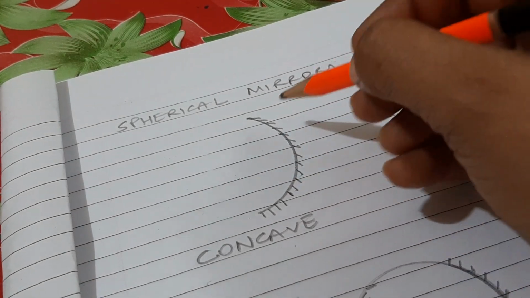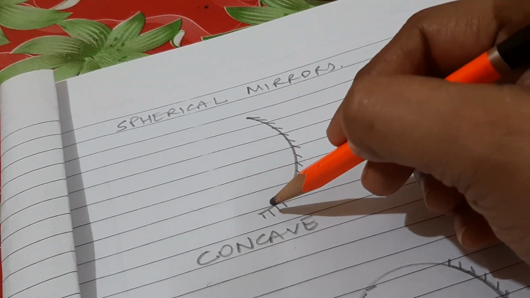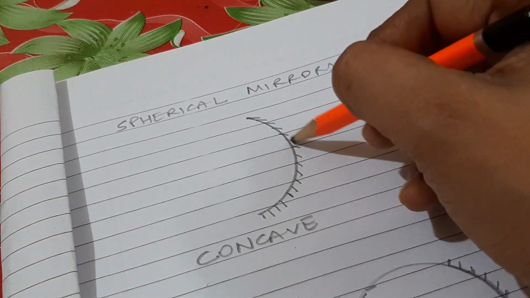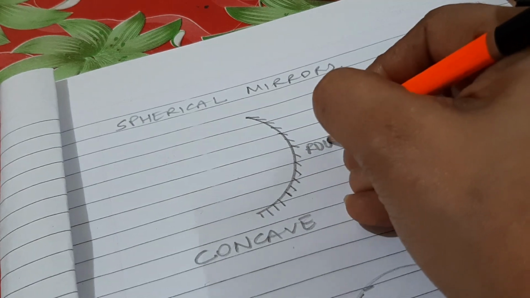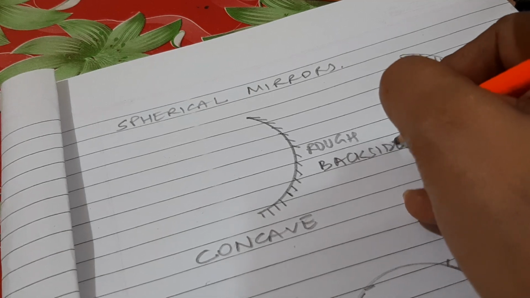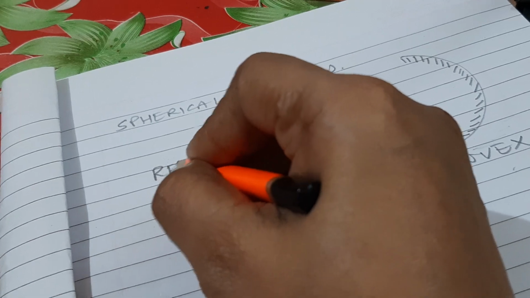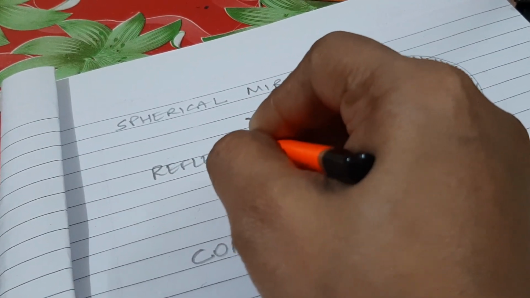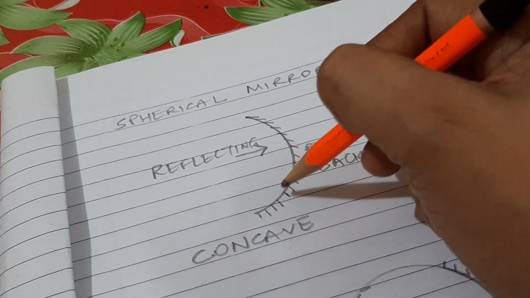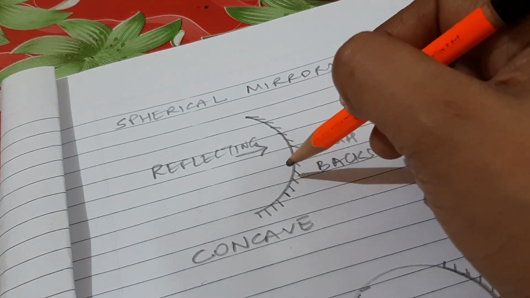Now in this mirror we can see this is part of a spherical glass, and this surface which is showing oblique slanting lines is the rough surface or back side of the mirror, whereas this surface is the reflecting surface of the mirror. This is bent in surface. Okay, so this bent in surface is called as concave surface. So this mirror becomes a concave mirror.